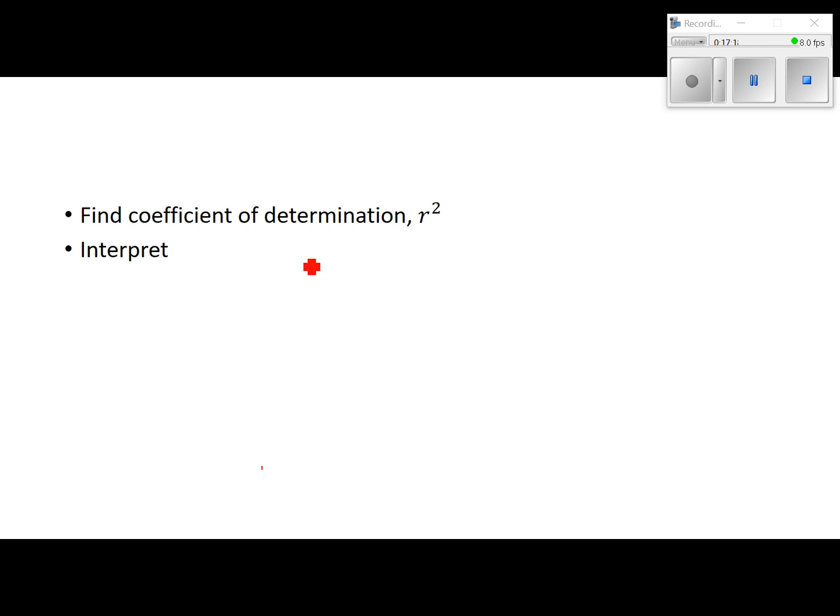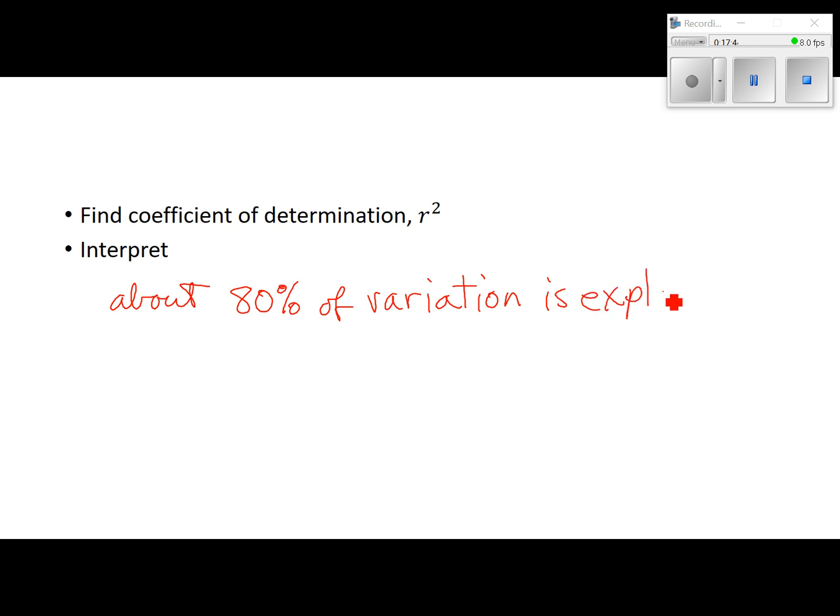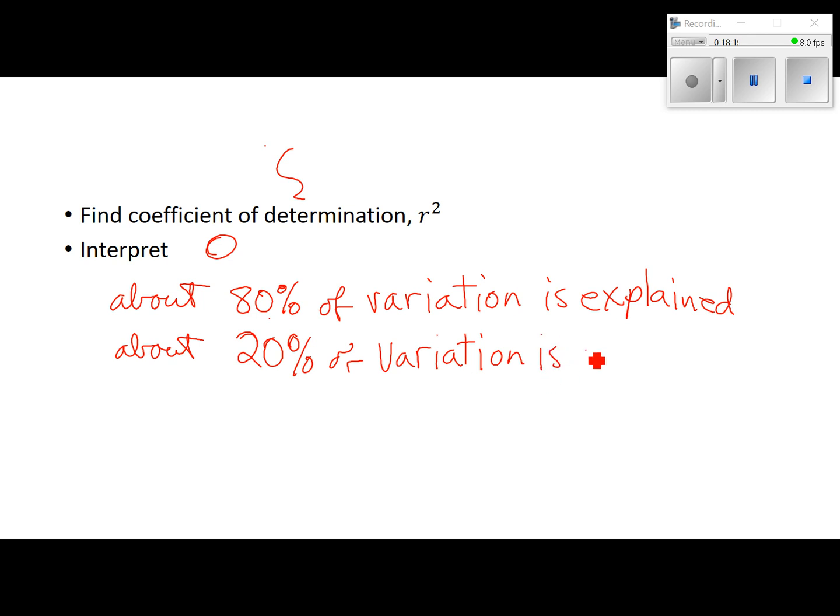Next one, find the coefficient of determination, which is R squared, and interpret that. The interpretation of the coefficient of determination, remember, is just the percentage. So you can say just about whatever the percentage is, we'll say 80%. 80% of variation is explained, and I'm going to stop there. That's going to be good enough for me for that part. But that also tells you got to tell the rest of it also. If 80% is explained, then that means that 20% of the variation is unexplained.